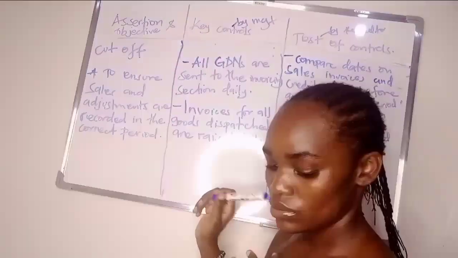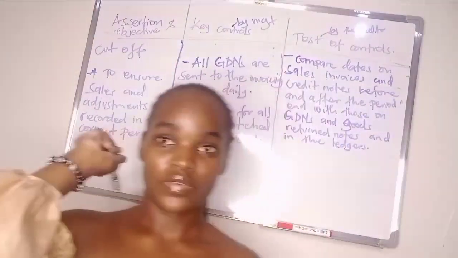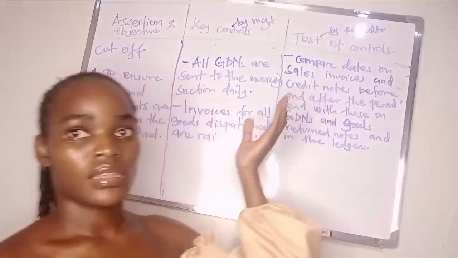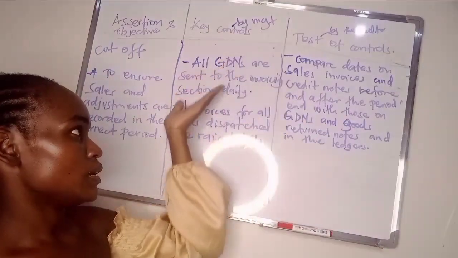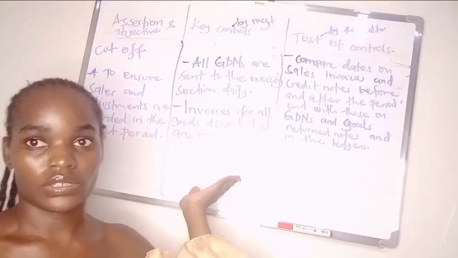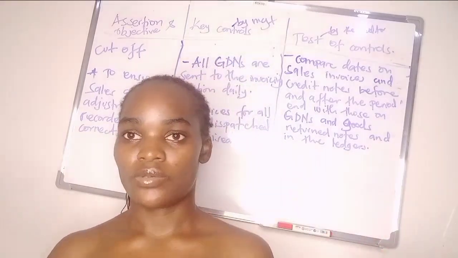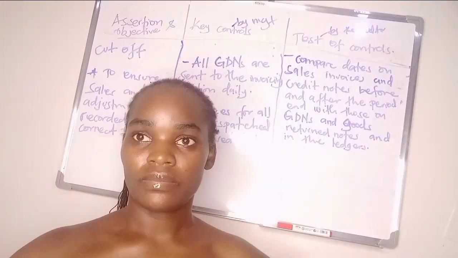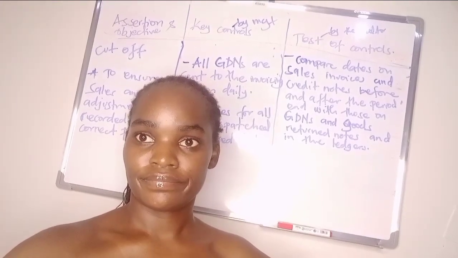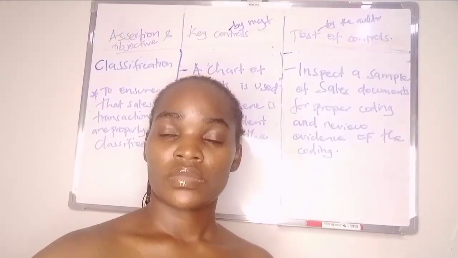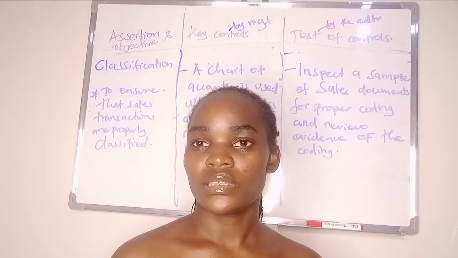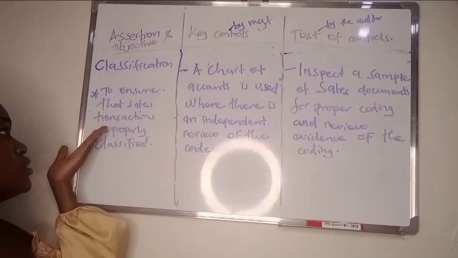Yeah, those are the controls. That's the test of control. As I said, the test of control depends on the key controls. The next assertion is classification, and it's the last one for the sales system. So the last assertion in the sales system is classification.